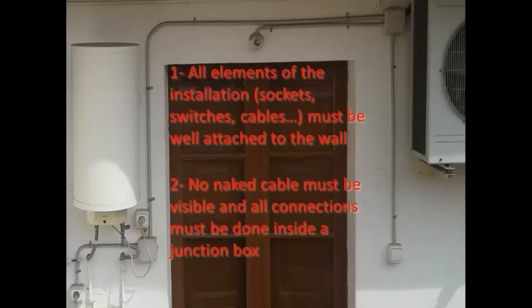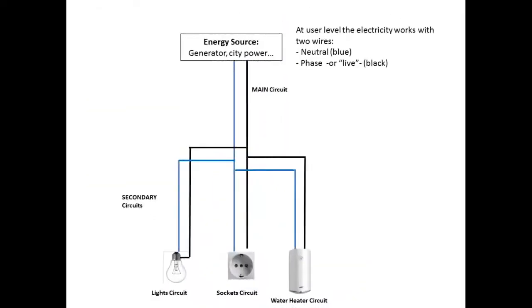Okay, we have seen the easily avoidable mistakes. Let's see how to protect the installation. An electrical installation is made out of a main circuit and several secondary circuits. A single phase circuit consists of two cables, phase and neutral, supplying electricity to a group of sockets, lights or an electrical appliance exclusively, like an air conditioner or a water heater.